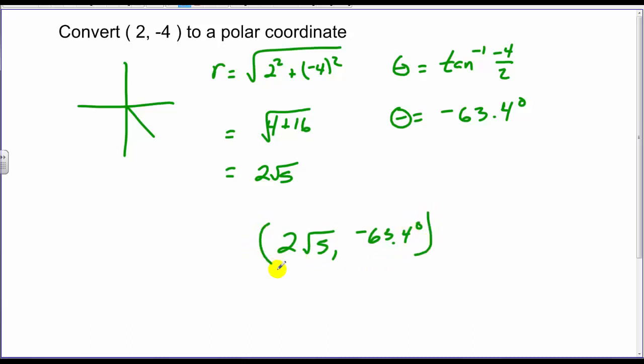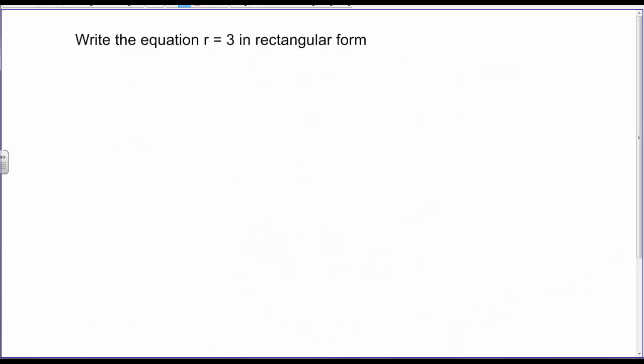So that is our polar coordinate. We're going to write the equation r equals 3 in rectangular form. Well, r equals 3, we talked about this a little bit before, is a circle. And if I want the equation for that circle in rectangular form, I'm going to need to write the equation of that circle in terms of x and y.